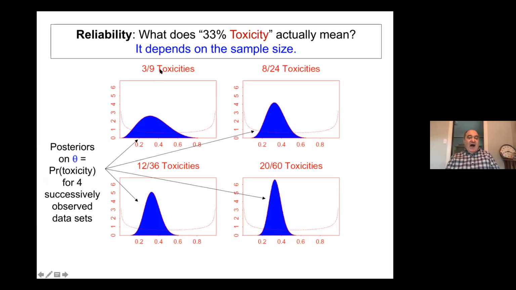If it's 3 out of 9, this is what the distribution looks like. If it's 8 out of 24, which is also 33%, you see it's much more informative. Likewise, 12 out of 36, 20 out of 60 actually gets pretty informative. And all this is saying is that if you begin with this non-informative prior and you observe these numbers of toxicities, you get posteriors that, as the sample size grows, all have means that are about 33%, but become more and more informative. This goes along with the notion that everybody should know that as your sample size gets bigger, your estimation becomes more reliable. Equivalently, your posterior becomes more concentrated.